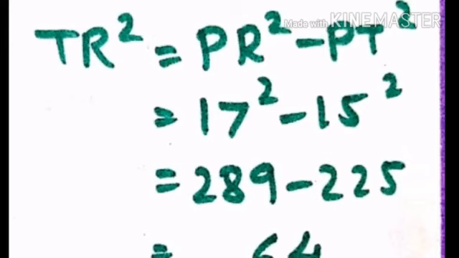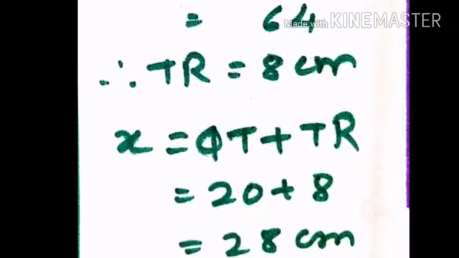So students, likewise we have found our QT value and TR value both. So to get our X value, we have to add them. So here we can see X is equal to QT plus TR, which is equal to 20 plus 8, which is equal to 28 centimeters, which is our answer completed.